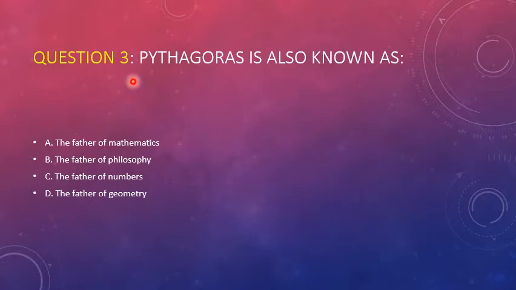Question 3. Pythagoras is also known as, is it A, the father of mathematics, B, the father of philosophy, C, the father of numbers, or D, the father of geometry? Your 30 seconds starts now.